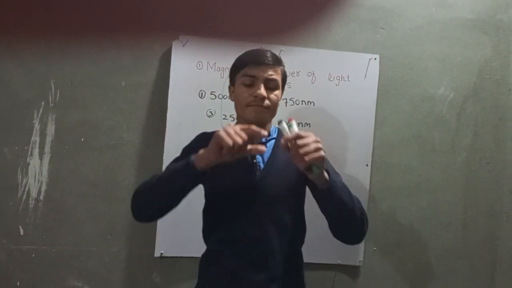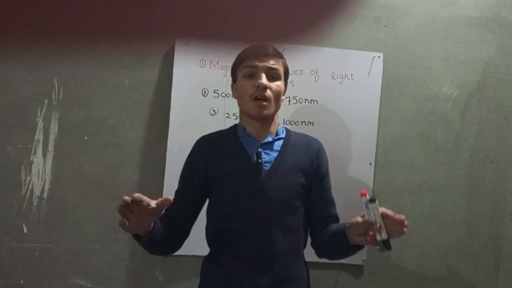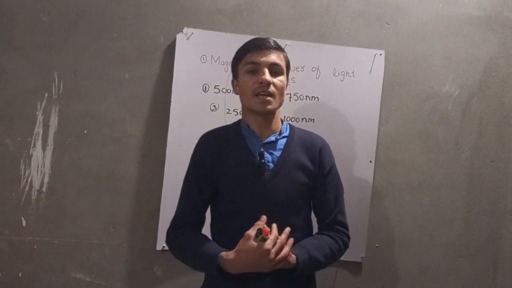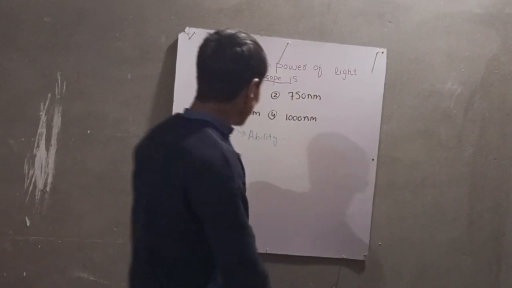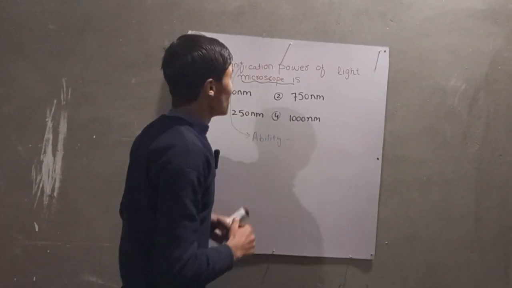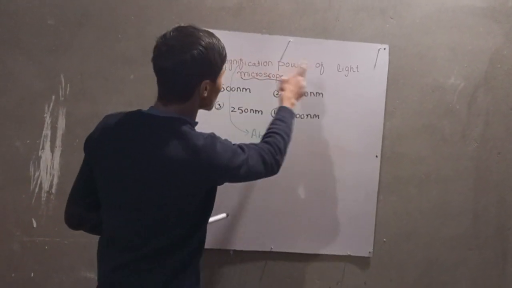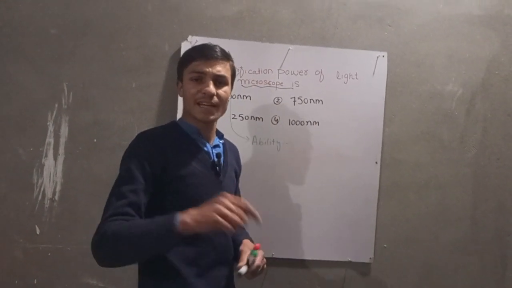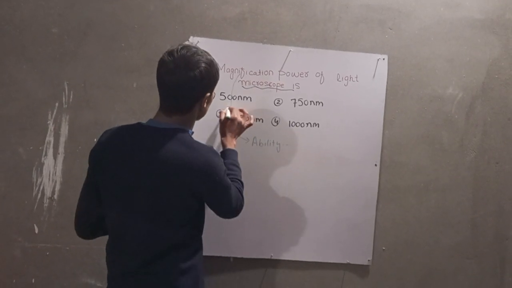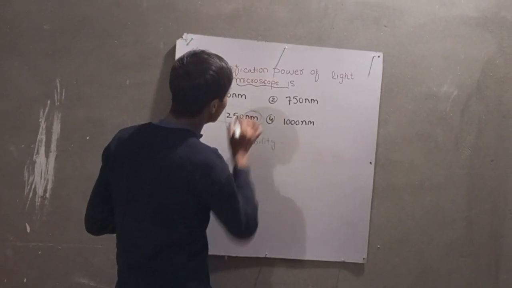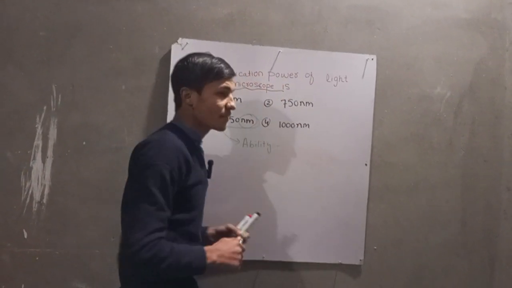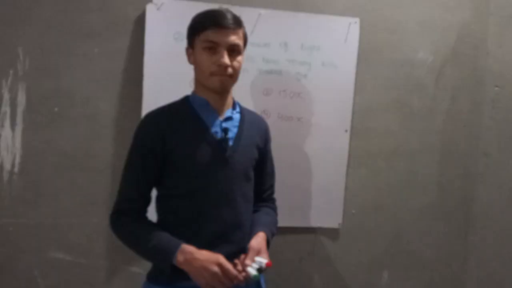Apparent size means the outer structure of any organism, maybe virus, bacteria, but mostly a microorganism. When the outer structure size is increased, that is known as magnification power. So the magnification power of light microscope, according to class 11th biology, is 250 nanometer. Nanometer is a very small unit. So now come to the next MCQ.